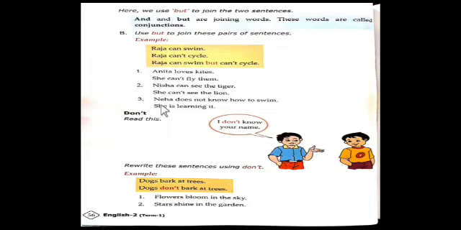The last one. Neha does not know how to swim. She is learning it. Now make one sentence using the conjunction. Neha does not know how to swim but she is learning it. So this is the answer.